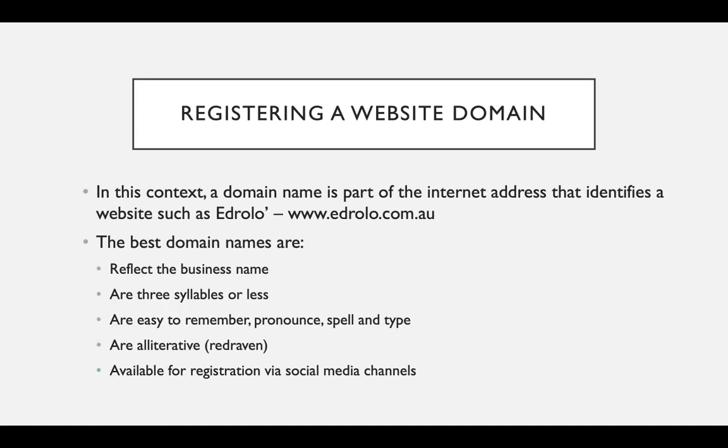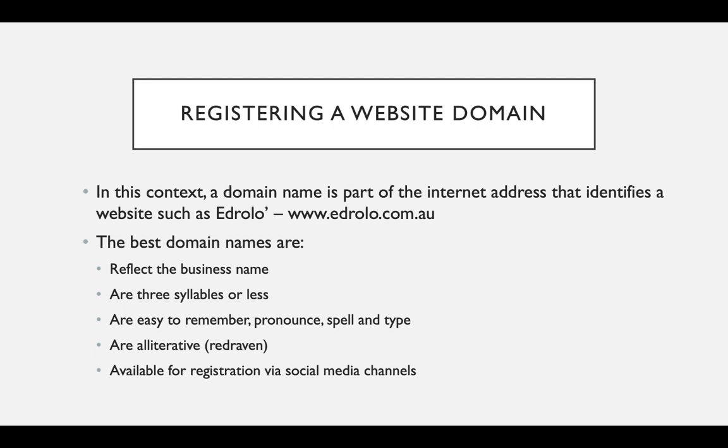Okay, registering a website domain. So a domain name effectively is just the internet address. Okay, so www.edroller.com.au, www.facebook.com, anything like that. Okay, and the best domain names are often reflective of the business name, 3 syllables or less, easy to remember, pronounce, spell, and type. Alliterative, so Red Raven as an example, and available for registration via social media channels.